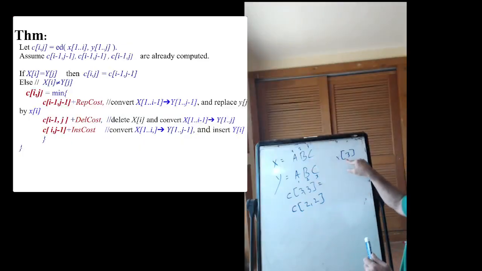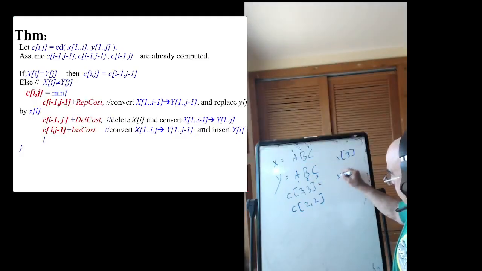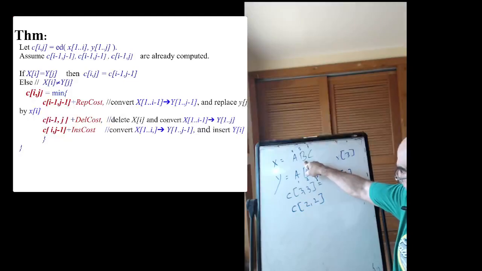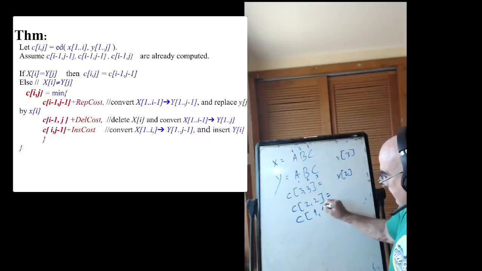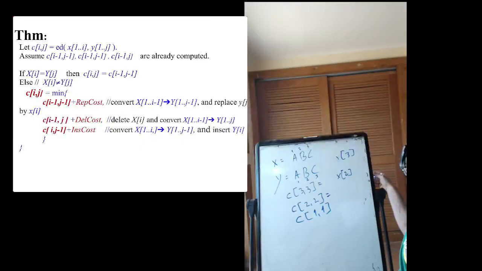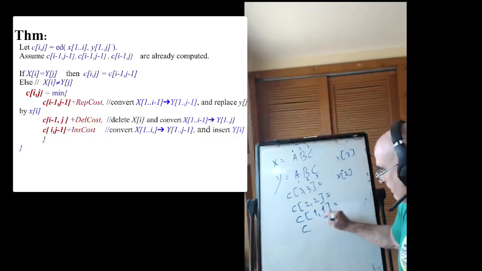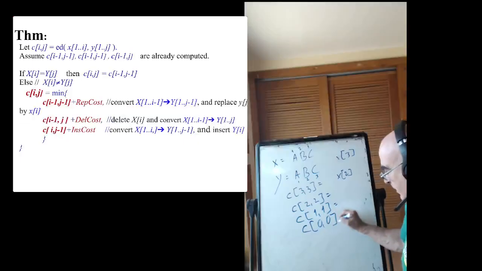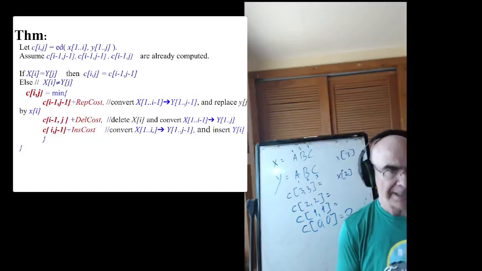What is C of 2, 2? Recursively, what is X at character 2? It is B. Y at character 2 is B as well. So this is just C of i minus 1, j minus 1. I don't need to pay to make the B into a B. No penalty. Which is just C of 1, 1, which is C of 1 minus 1, 1 minus 1, C of 0, 0, and to match an empty sequence into an empty sequence costs 0. So that was the easy part.